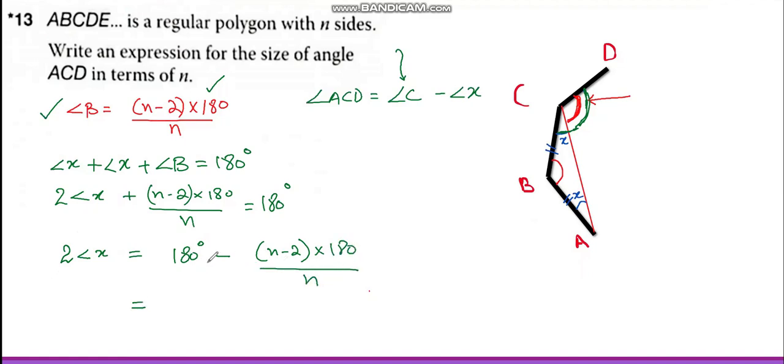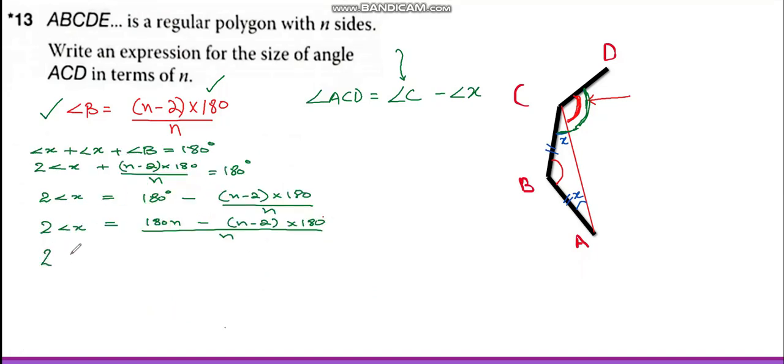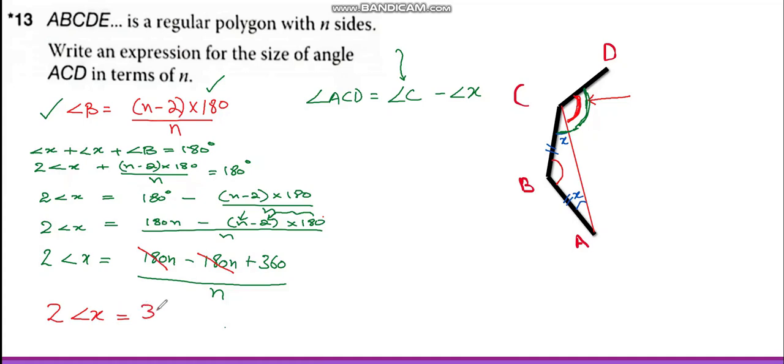Now if we solve the right side of the equation, we will get 180n minus n minus 2 times 180, divided by n. And then we will write 2 angle x over there. Further, if I simplify, I will get 2 times angle x equals 180n minus 180n plus 360 degrees. Basically, I have distributed 180 with both of these terms, divided by n. Now if I subtract 180n from 180n, it cancels. So I am left with 2 times angle x equals 360 degrees divided by n.